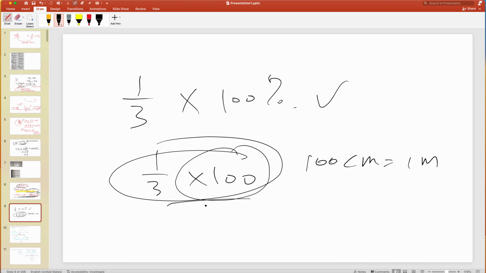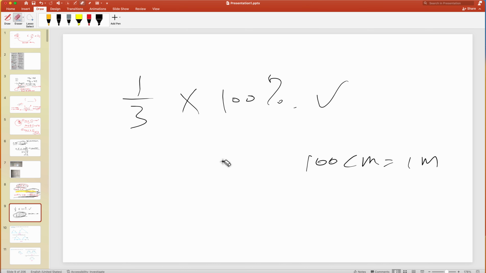Same thing. If you write 1/3 times 100, you increase this by 100 times. That doesn't make sense. You are not doing conversion. You are making the number bigger. That's why you cannot times 100. That's why you times 100%. And you write down 100%.